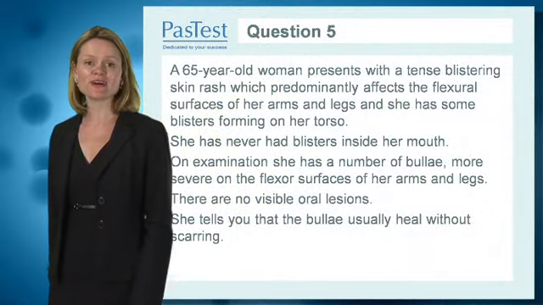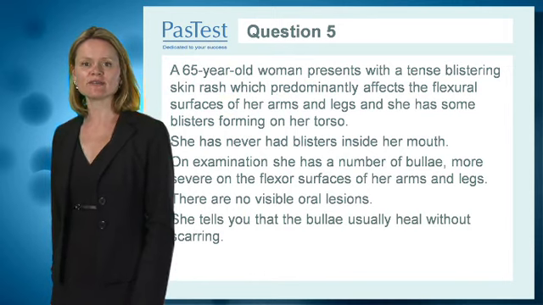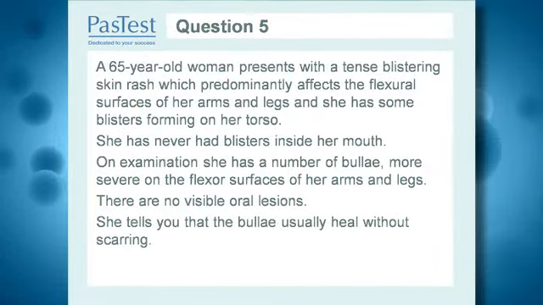Okay, and on to question 5 now. A 65-year-old woman presents with a tense blistering skin rash, which predominantly affects the flexural surfaces of her arms and legs, and she has some blisters forming on her torso. She has never had blisters inside her mouth.